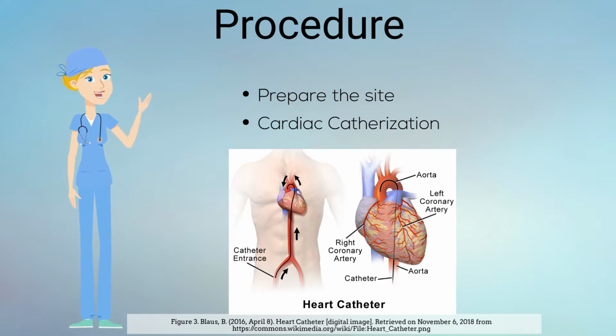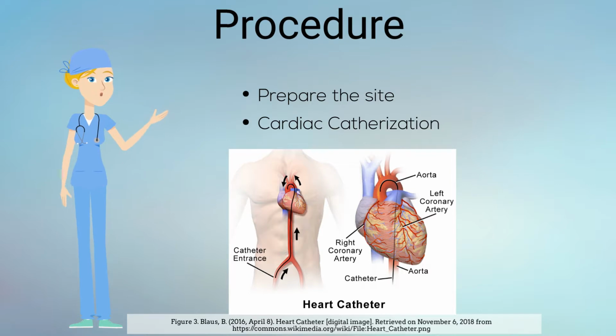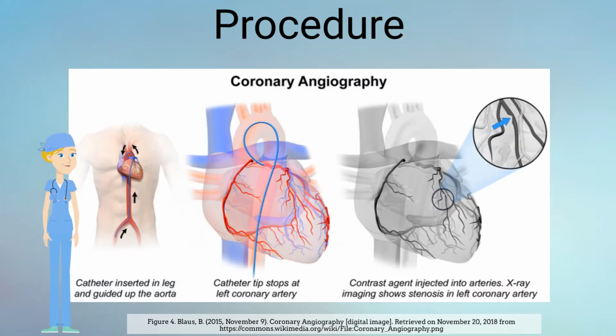Your physician will then prepare the site by cleaning it. A small incision is made for insertion of the catheter in either your wrist or groin area. The catheter is inserted and advanced through the blood vessels to your heart while taking pictures. If coronary angiography is to be performed, dye will be injected into the catheter to better visualize components of your heart. You may feel flushed and warm, but this is a normal sensation.